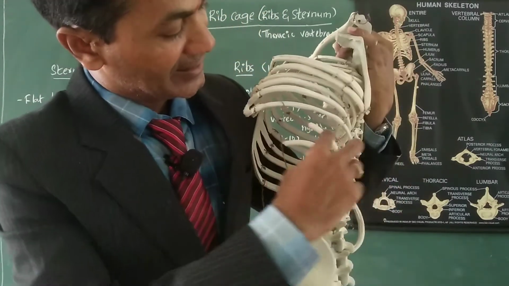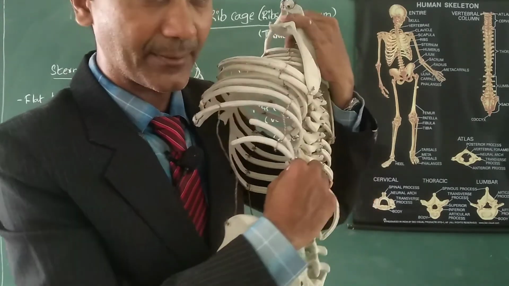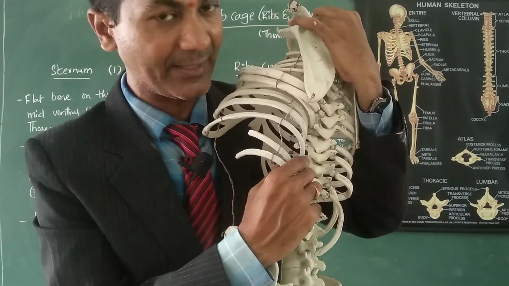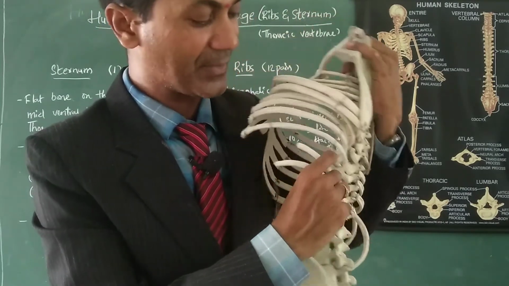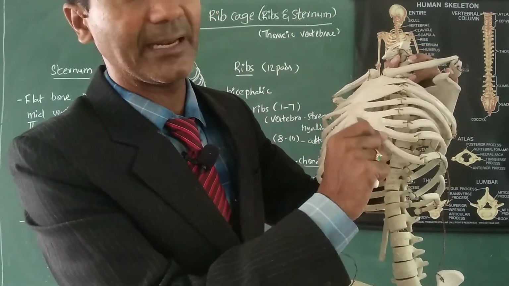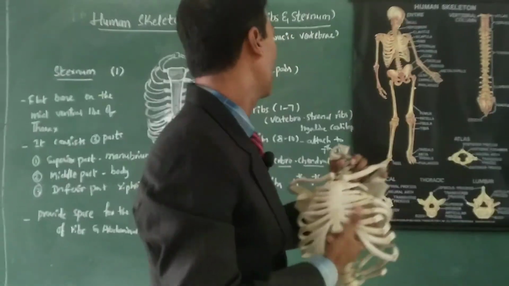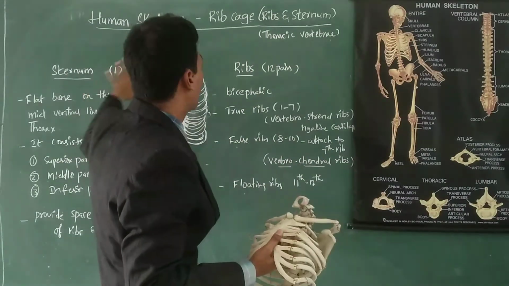And see here, 11 and 12, these two ribs are just floating. They are articulated here at the back, on the dorsal side, with the vertebral column, whereas these two are not attached to the sternum or any other rib. So these two are called floating ribs. So this is regarding sternum and ribs.